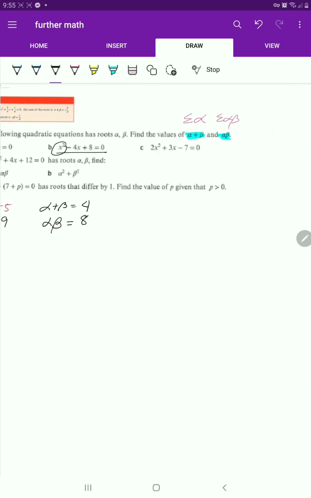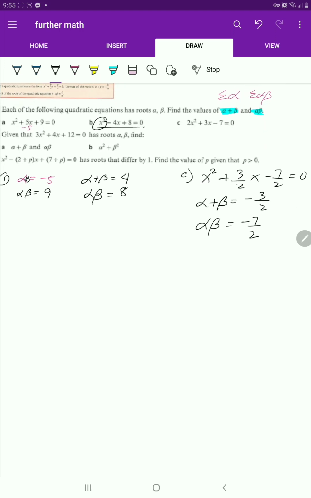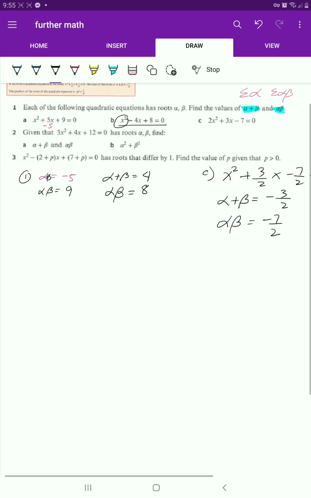In letter C, again, rewrite it first: x squared plus 3 over 2 x minus 7 over 2 is equal to 0. And then what you're going to do next is alpha plus beta is equal to negative 3 over 2. And alpha times beta is equal to negative 7 over 2. So basically, that is the answer. That is the application of what we have just learned.